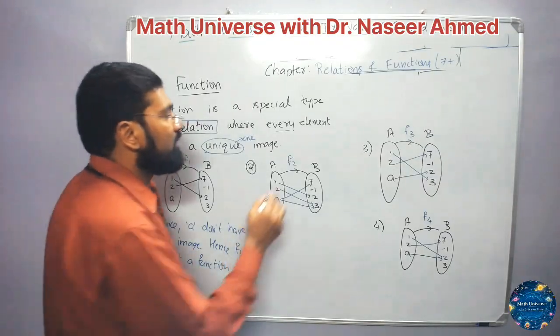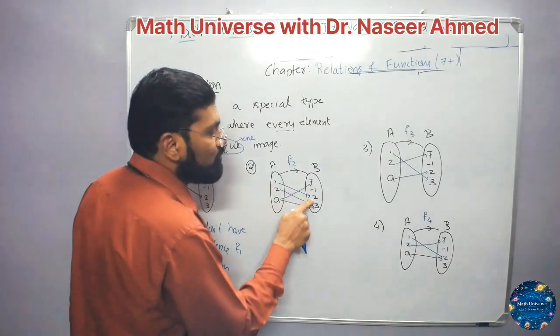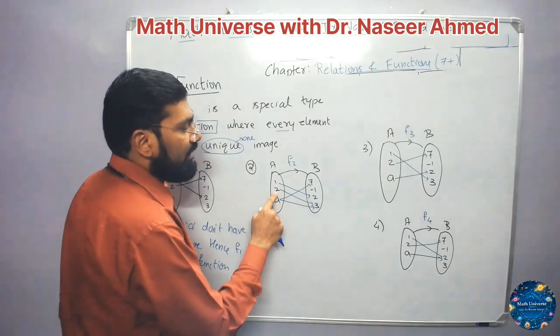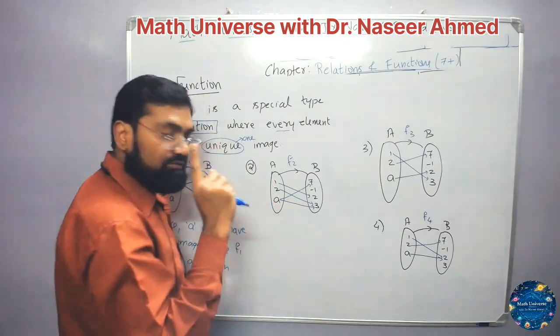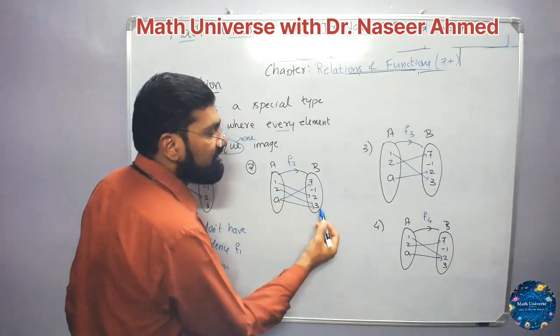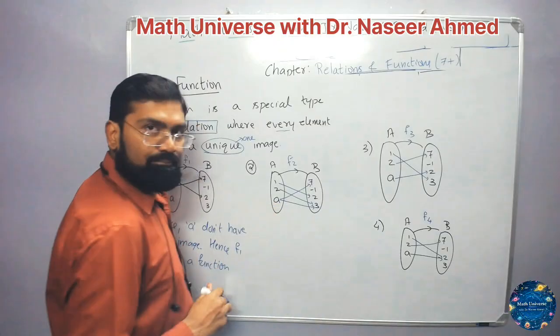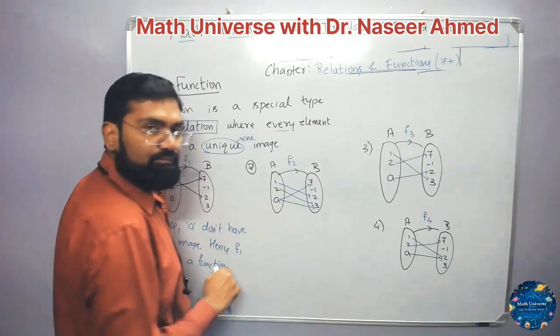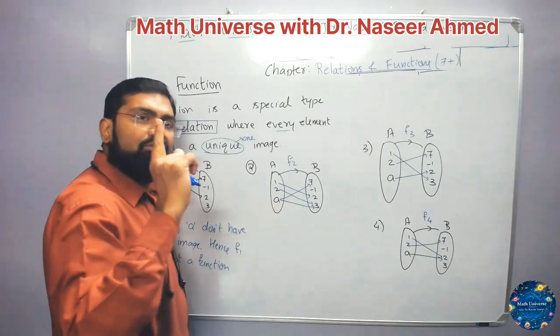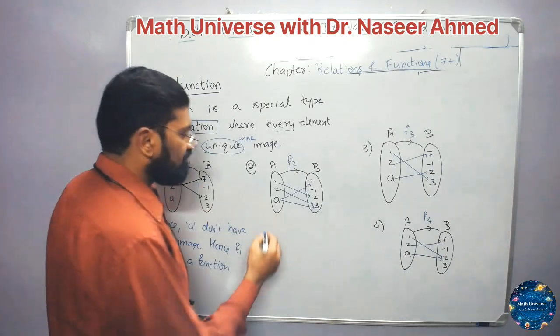Now see F2. What is the image of 1? 2, only one image. What is the image of 2? 3, only one image. What is the image of A? It is 7 as well as 3. We have 2 images for the element A. There was no problem with 1 and 2. The problem is A. So even if one element disobeys, it's not a function.